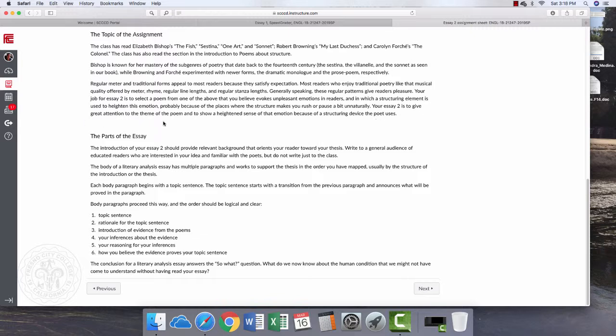Your Essay 2 is to give great attention to the theme of the poem and to show a heightened sense of that unpleasant emotion because of the structuring device the poet uses. So that should be in your thesis statement.